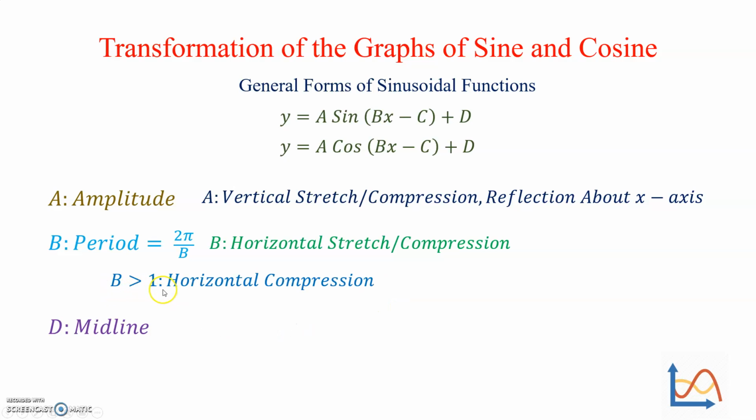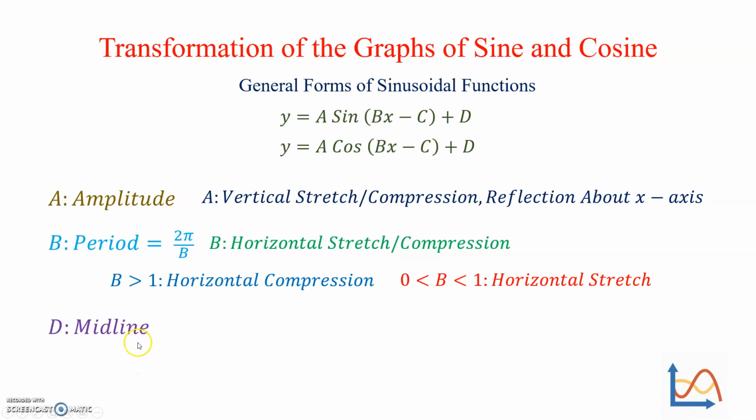When B is greater than 1, there's a compression because more periods, or more cycles, are being placed in that same distance between 0 and 2 pi. If B is between 0 and 1, there's a stretching because less of the picture has to fit within that distance of 0 to 2 pi.